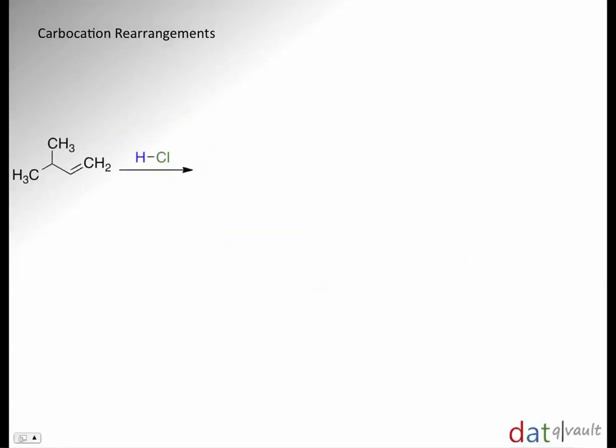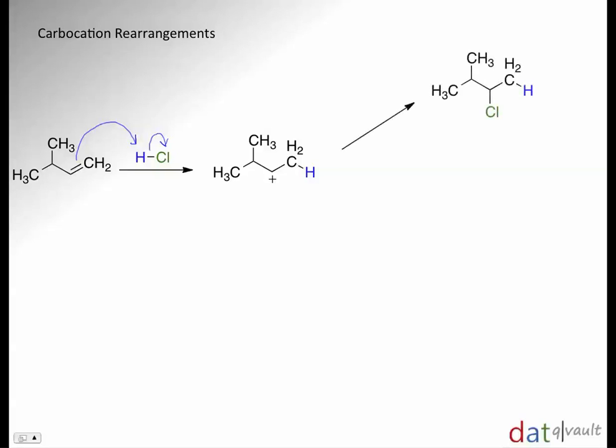Alright, so now we need to go over something called the carbocation rearrangement. And again, it's all about forming the most stable carbocation that you can. So again, the double bond comes out, and we'll grab a hydrogen, and those electrons will go to chlorine in this case, and we're going to form a secondary carbocation. Very stable carbocation, and if chlorine were to come and attack this carbocation, we will get a product that looks like this. But unfortunately, this is going to be our minor product.